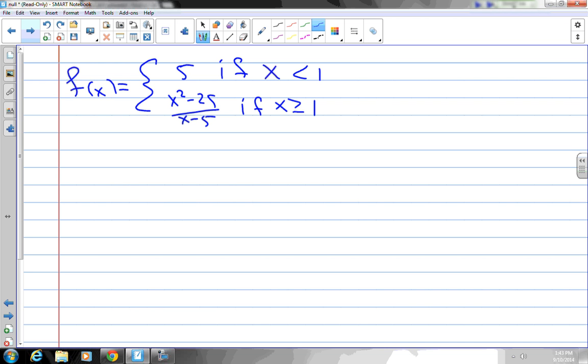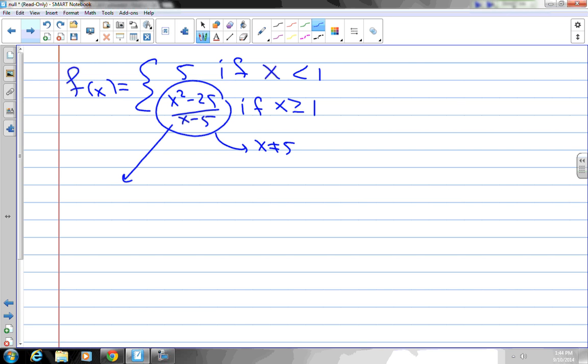What is the domain of this function, first of all? Well, everything but 5. So x cannot equal 5, right? We can see that from the denominator. Everywhere else it seems to be okay. So we have to keep that in mind. x cannot equal 5.